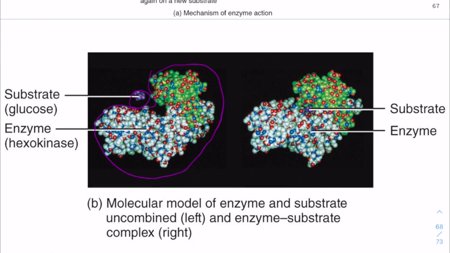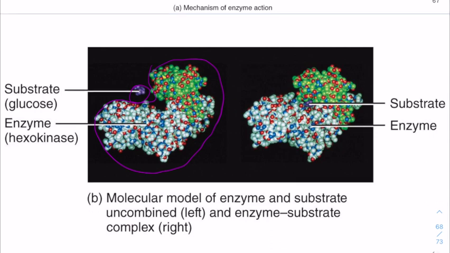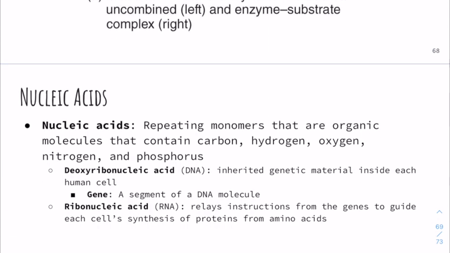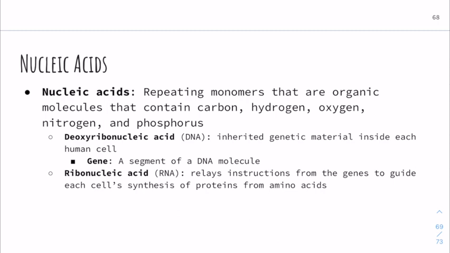Now let's look at nucleic acids. A nucleic acid is your DNA and your RNA. They are repeating monomers that are organic molecules that contain carbon, hydrogen, oxygen, nitrogen, and phosphorus. Deoxyribonucleic acid, that's what DNA stands for, is what you inherit from your parents. And that information is inside every human cell in the body.